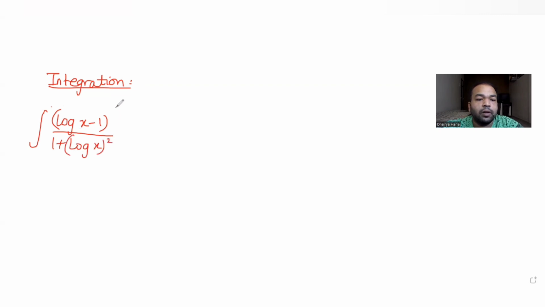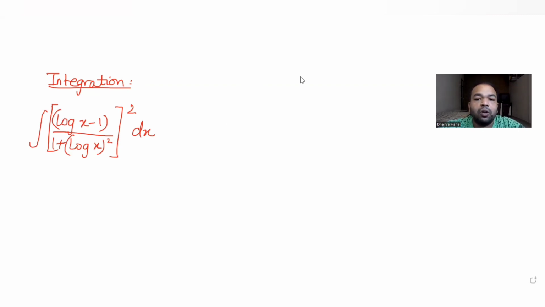Let's see today's question. It is from the topic of integration. We have been told that we need to find the integral of ((log x − 1)/(1 + log x)^2) dx. We have been given 4 options. Let's try to find the answer and see which option matches best.